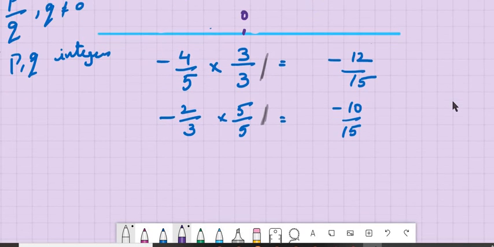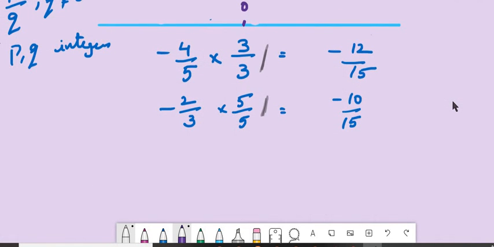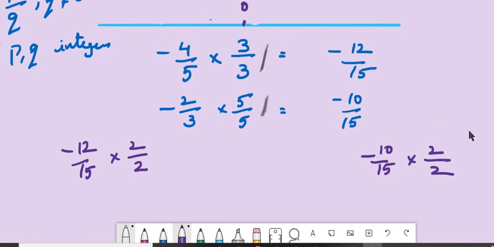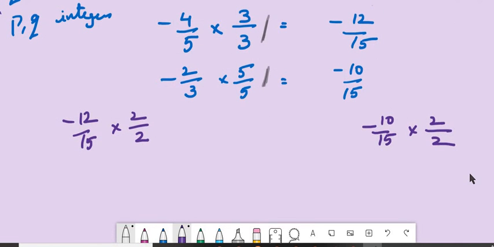So, in order to expand the interval between minus 12 by 15 and minus 10 by 15, let us multiply both these rational numbers by 2 by 2. Minus 10 by 15 is also multiplied by 2 by 2. So what do we get? Minus 24 by 30 and minus 20 by 30. Now, is this interval sufficient for us to write down 5 rational numbers? No, not yet. So what if we multiply by 3 by 3?